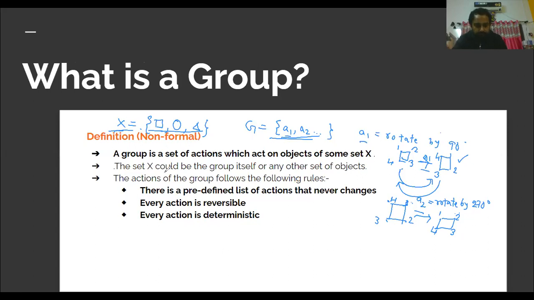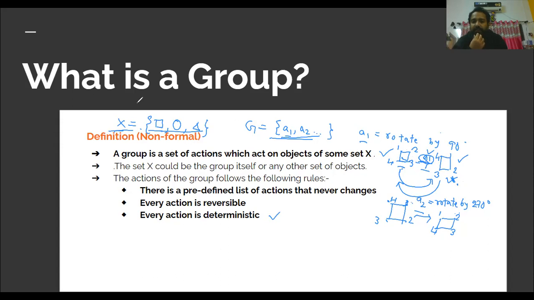So for example, let's take this one only. So this configuration goes to this configuration using the action A1. This statement basically means that this second configuration can be achieved from the first configuration only by the action of A1 and not by any other action. That's basically what it means.